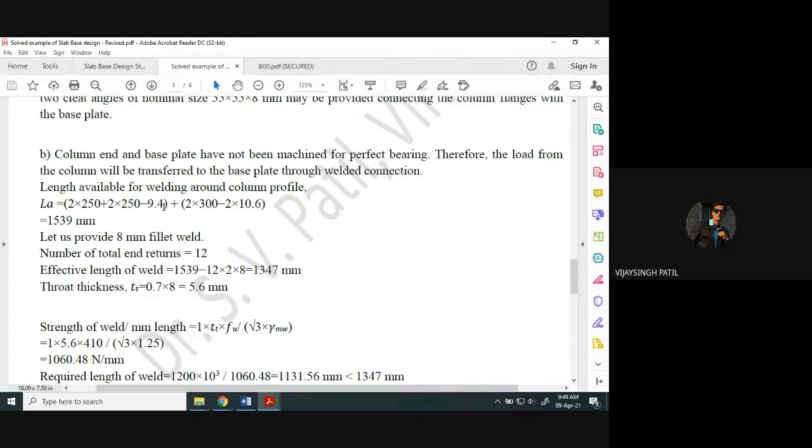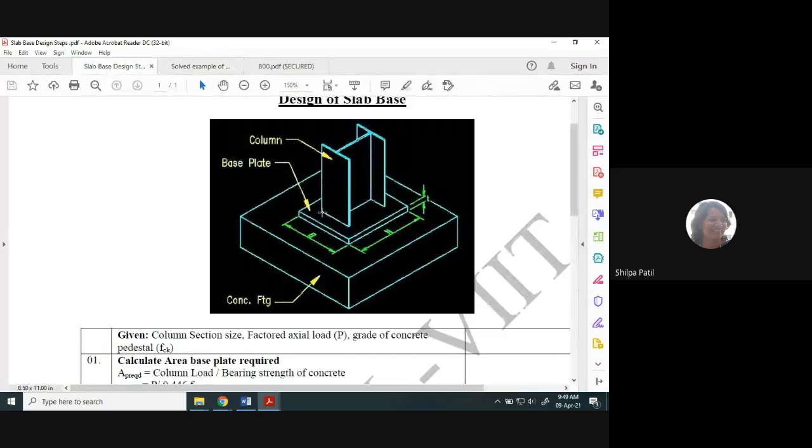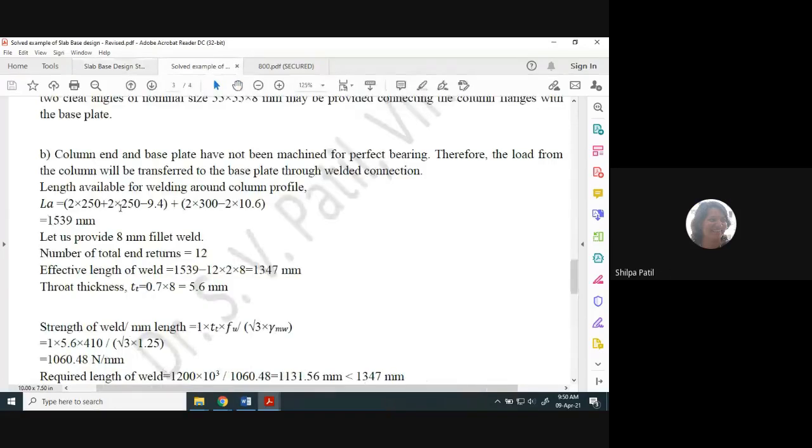Yes, ma'am. Similarly, the thickness of the web should also be deducted twice. How twice? On the exterior side we take the full length. But on the interior side, we considered both sides, and the web joints are there on both sides. Okay, so it is 2 into 250 minus 2 into 9.4. Correct. Okay, so I will make this correction and then upload the corrected copy.